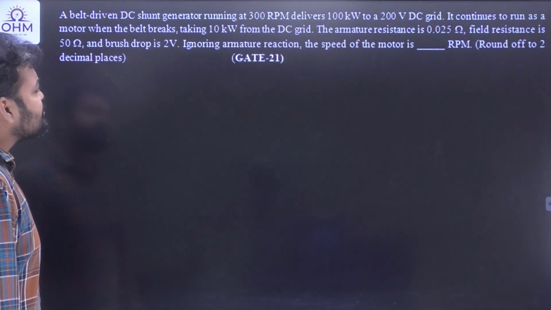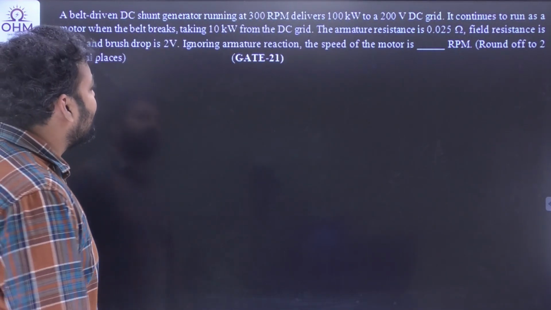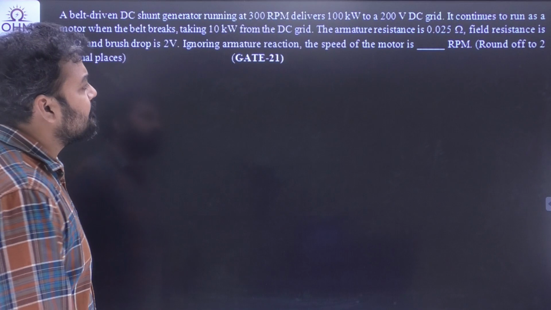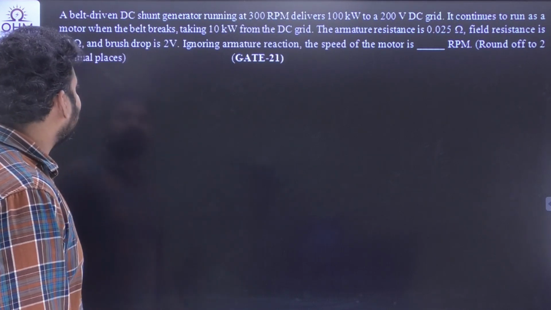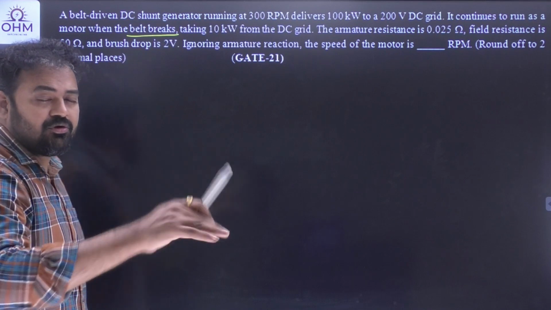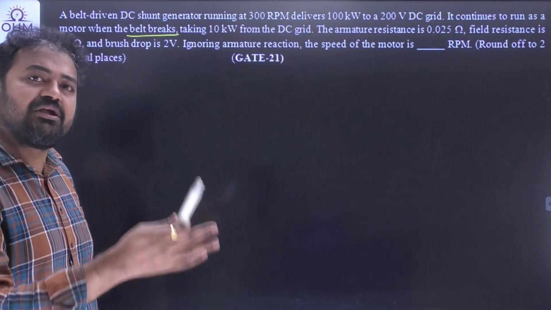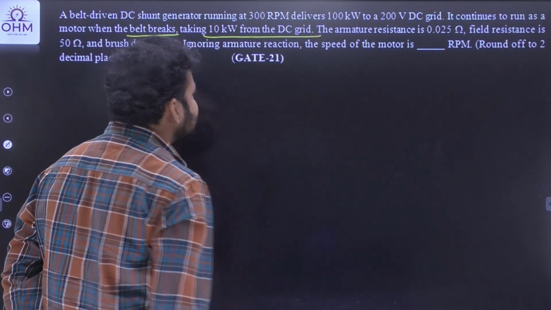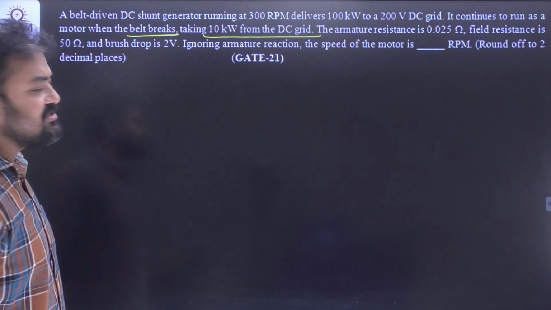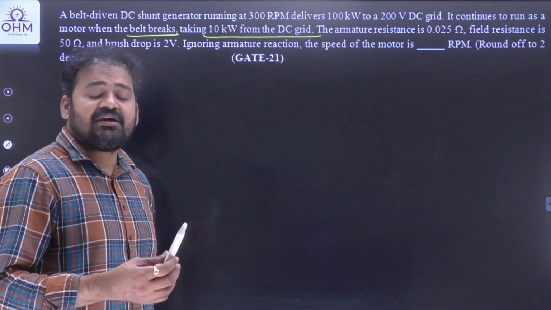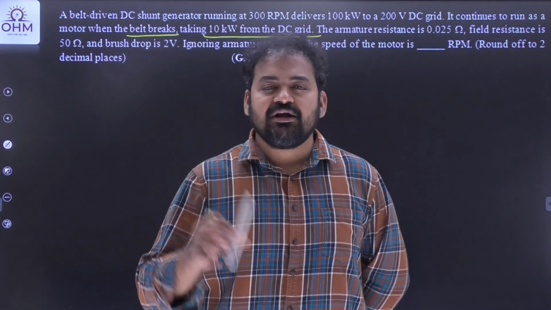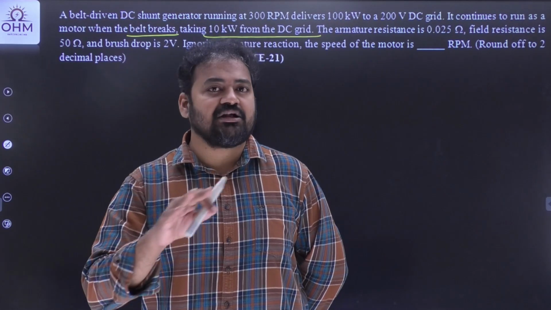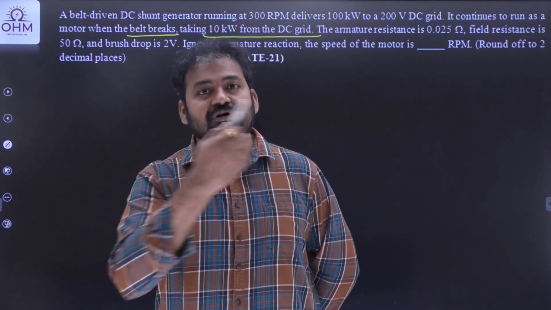Read the problem. A belt driven DC shunt generator running at 300 RPM delivers 100 kilowatt to a 200 volt DC grid. It continues to run as a motor when the belt breaks. So suddenly the belt broke and the same machine started to act like a motor, and now draws 10 kilowatt from the same DC grid. What is the speed of the motor is the question.